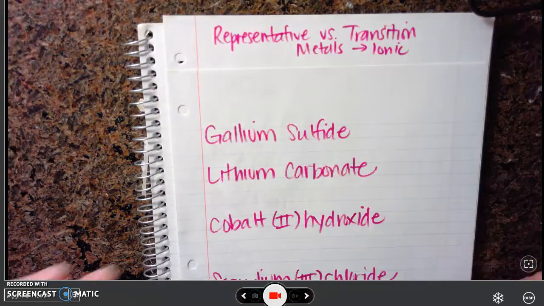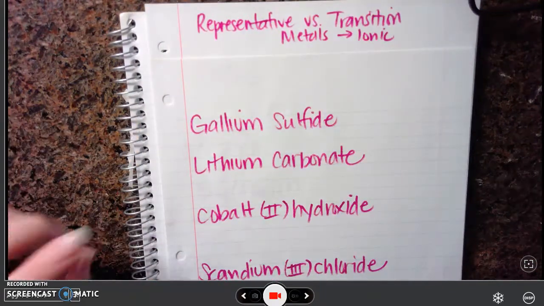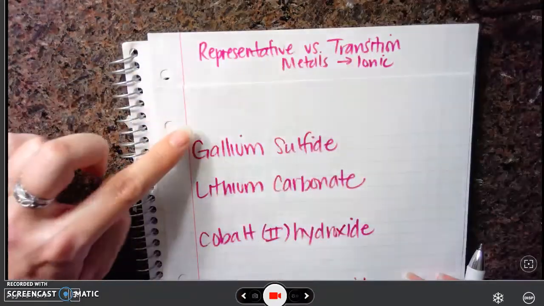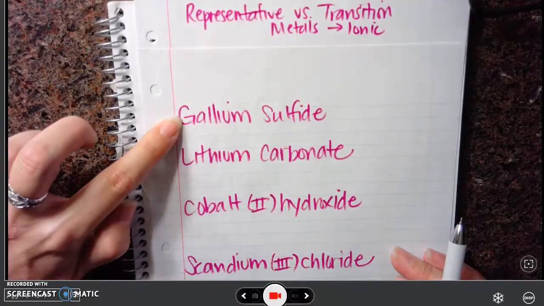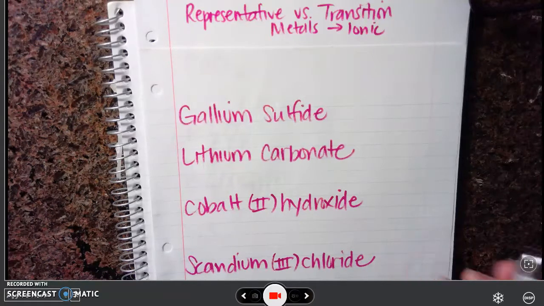So I've got a couple practice problems similar to what you would have in your homework packet, and they're mixed up, whether they are a representative element or a transition metal. I'm going to do the name to the compound first. When you have the name of the element, you need to look at your periodic table and ask: is it a representative element or is it a transition metal?